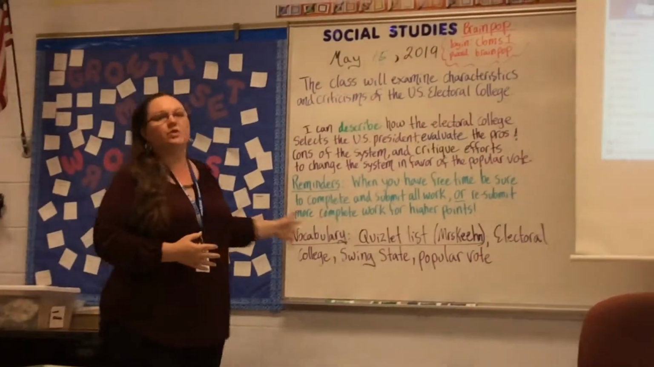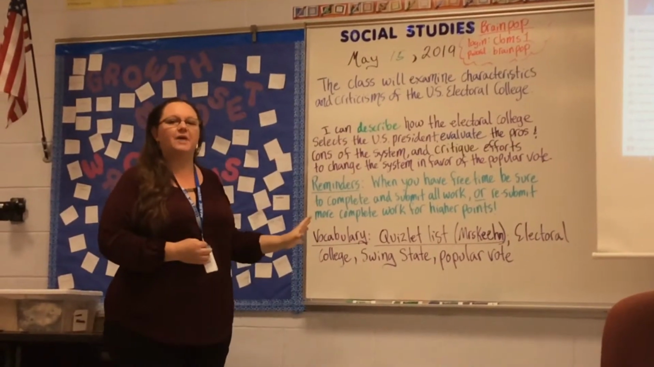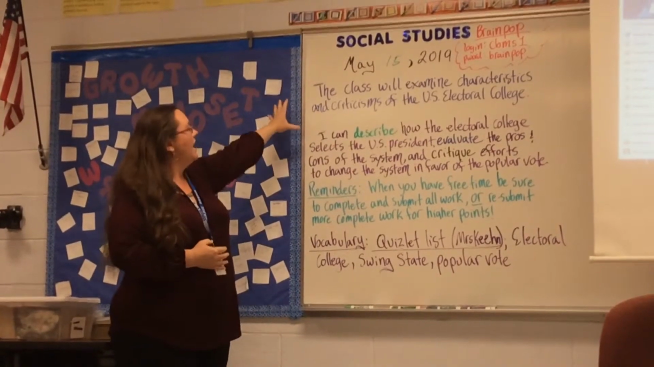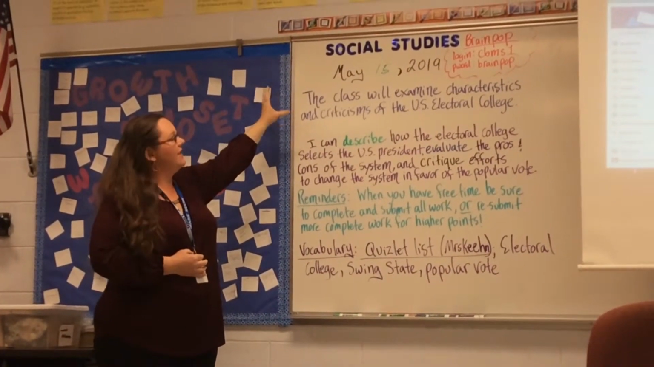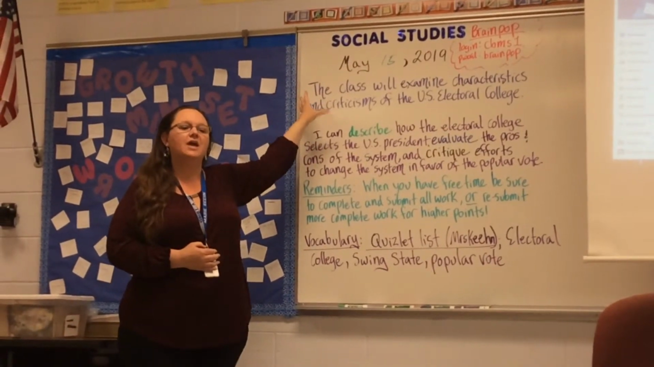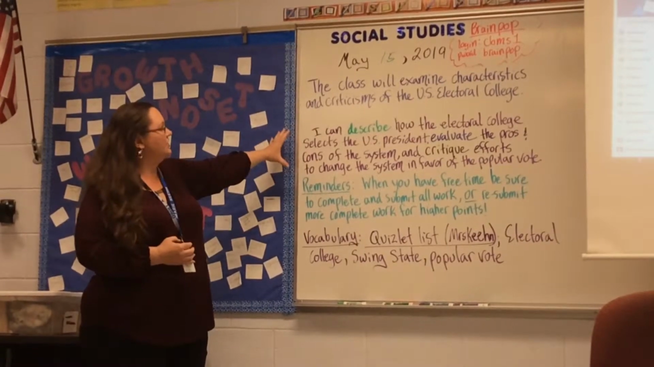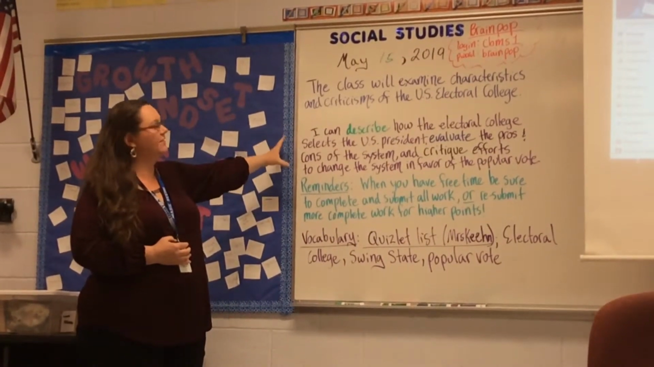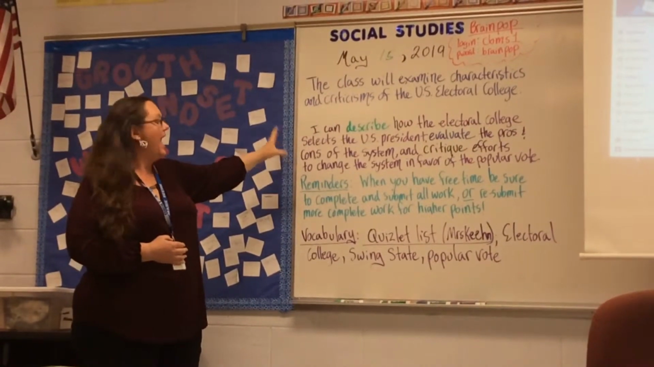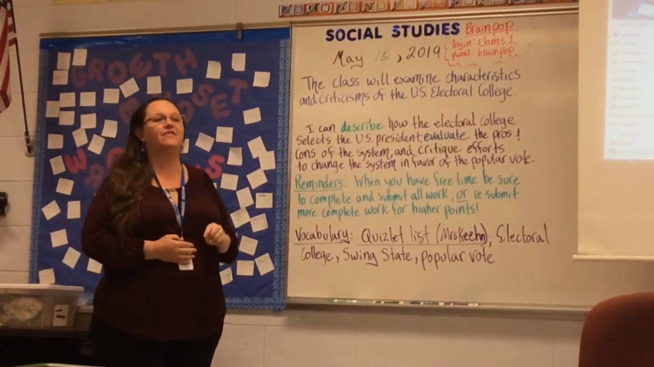Demonstrated over here, which I would normally announce usually after the do now today, are my classroom expectations and subject expectations. So today's class, we are going to examine the characteristics and criticisms of the US Electoral College. Some of the things that we're going to be able to accomplish include, I can describe how the Electoral College selects the US president, evaluate the pros and cons of the system, and critique efforts to change the system in favor of the popular vote.